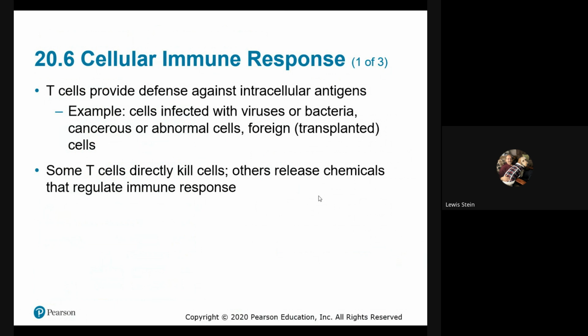The big thing about T cells and B cells is that B cells deal with things floating outside of the cell. So when it's intracellular, everything changes. And there's a good animation in here that you can watch.